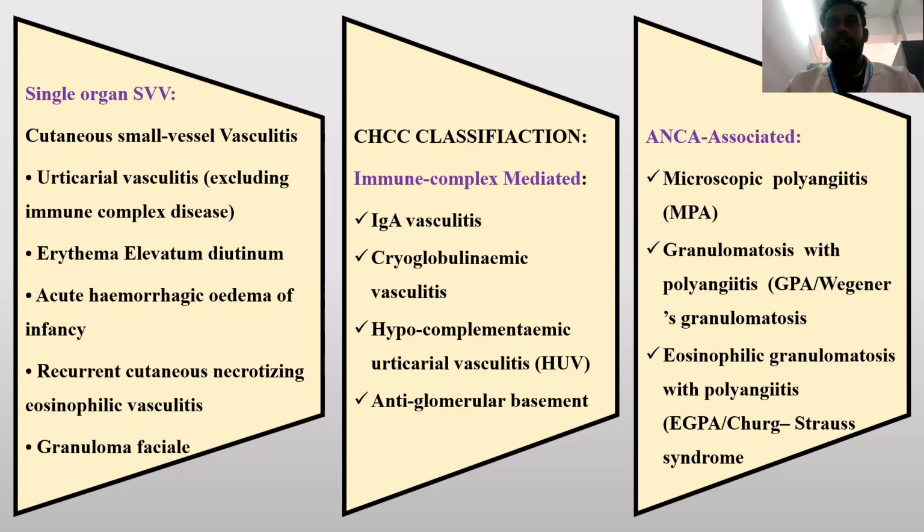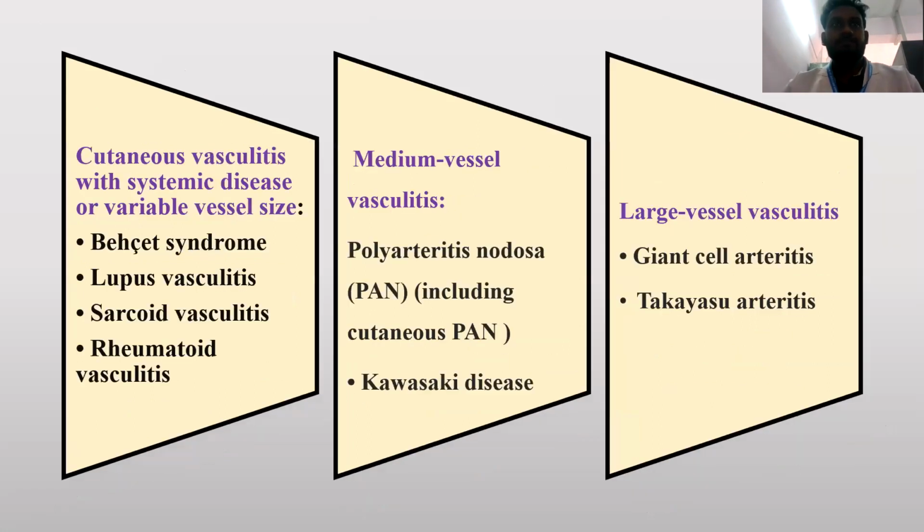The terms Wegener's and Churg-Strauss syndrome are not commonly used now. Instead, we are going to use the recommended nomenclature, that is granulomatosis with polyangiitis for Wegener's and eosinophilic granulomatosis with polyangiitis for Churg-Strauss syndrome. Among the medium vessel vasculitis, we have polyarteritis nodosa, which includes cutaneous polyarteritis nodosa and Kawasaki disease. Among the large vessel vasculitis, we have giant cell arteritis and Takayasu arteritis.